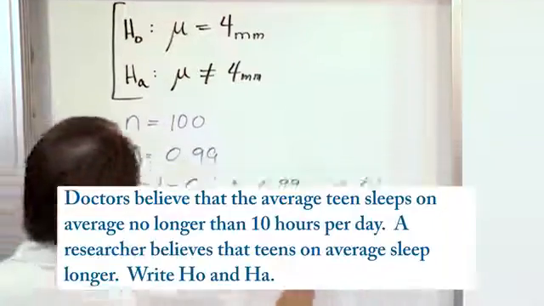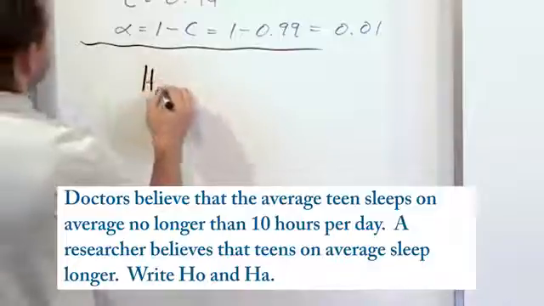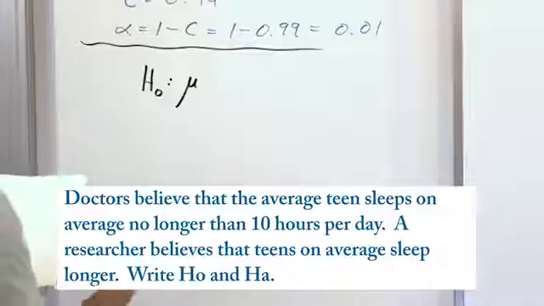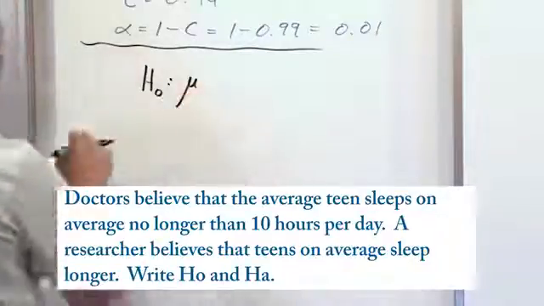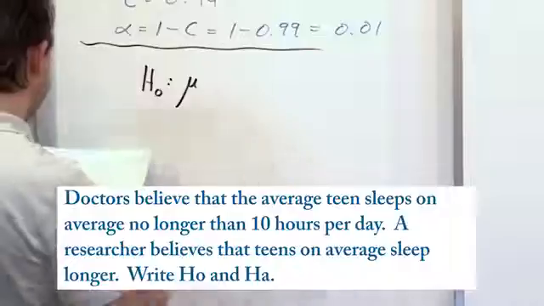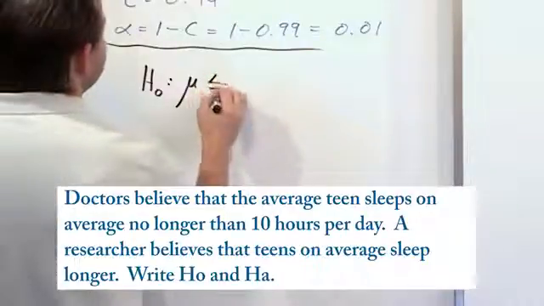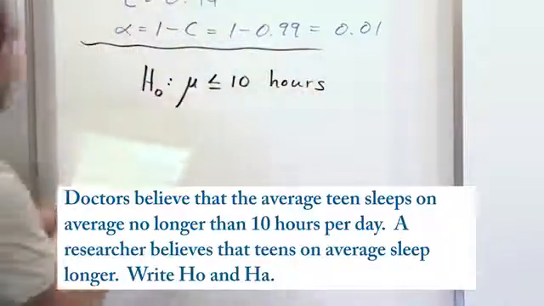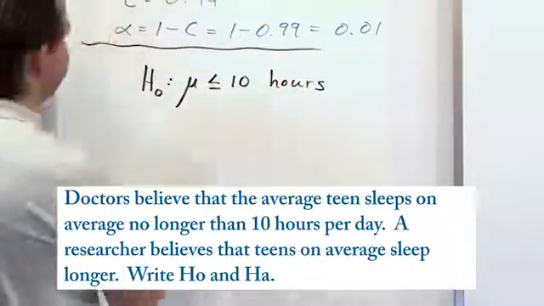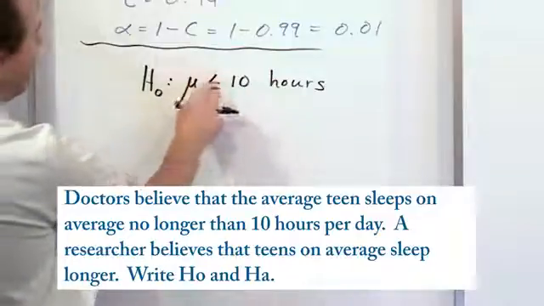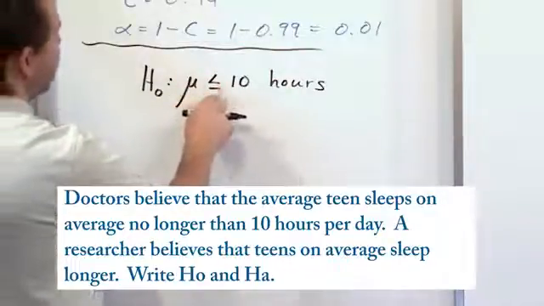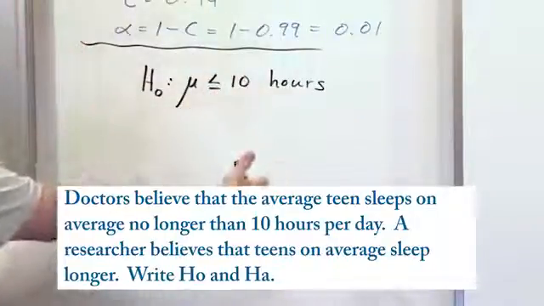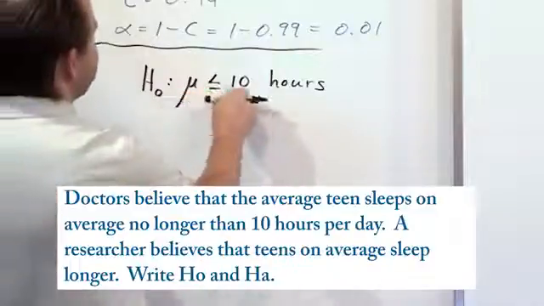So we're going to write the null hypothesis accordingly. Null hypothesis: we're going to use the symbol mu again because we're talking about the average amount of time that teens sleep. This is a mean value for the population of teens. It should be less than or equal to 10 hours. Make sure you understand this. The first sentence, doctors believe the average teen sleeps on average no longer than 10 hours. Less than or equal to, that's what this means. So 1, 2, 3, 4, 5, 6, 7, 8, 9, or 10 hours because of the equal sign here, 10 hours, but no more than that. That's what this is saying. The mean is less than or equal to 10 hours.